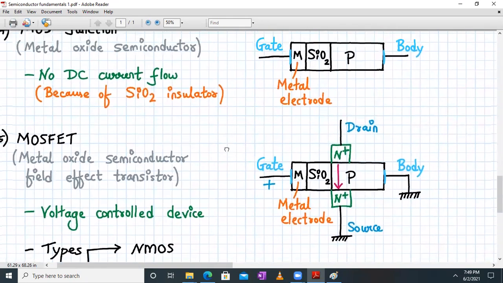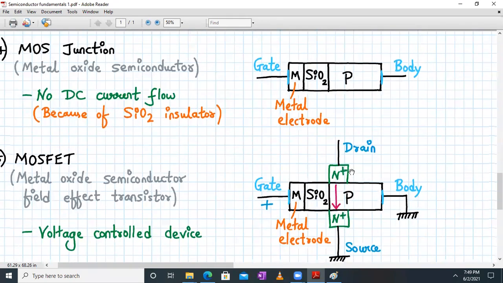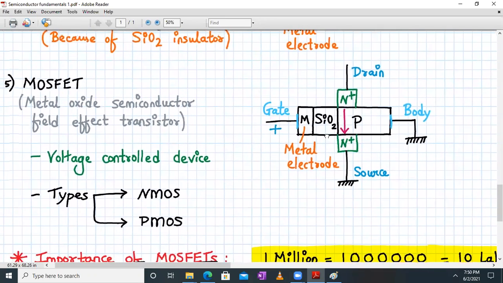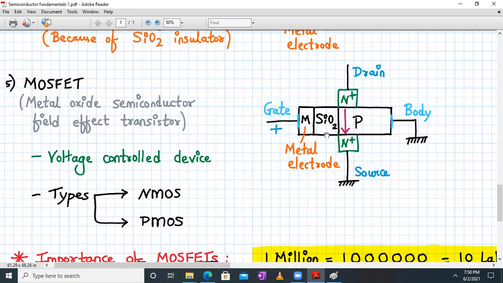Okay, and finally, if you just add two more terminals, that is two regions, n plus regions to the MOS junction, it becomes a MOSFET. So MOSFET is metal oxide semiconductor field effect transistor. It's a voltage control device like JFET. Okay, it's the most important semiconductor device as you can see in today's era. So it has gate, body, drain, and source.